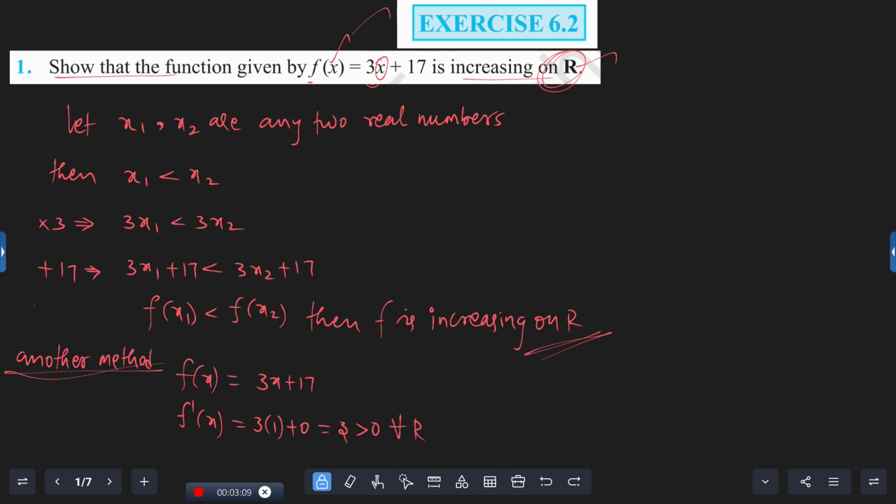Understand? If it is greater than 0, then what can we say? Then f is increasing. You can mention it with the help of this symbol. f is increasing function, that you can mention. That's it. This is the derivative method; first one was the definition method. I hope you understand both. Are you okay with this? What do you feel? Is it okay?